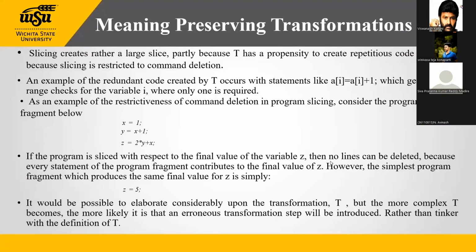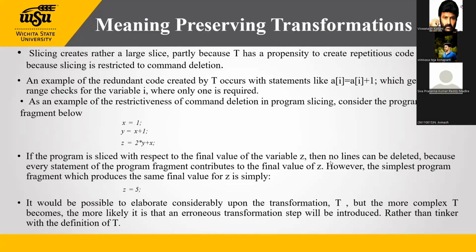Meaning preserving transformations continues with slicing. Slicing creates rather a larger slice, partly because T has a propensity to create repetitious code, and partly because slicing is restricted to command deletion. An example of redundant code created by T occurs with statements like a of I equal to a of I plus 1. We have created a loop here which generates two range checks for the variable I, where only one is required.